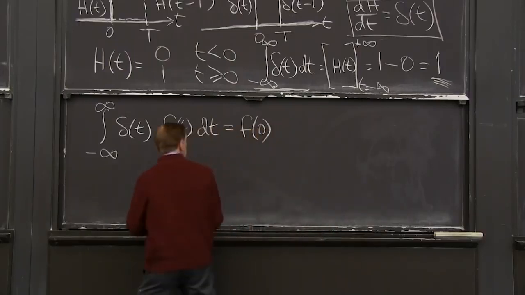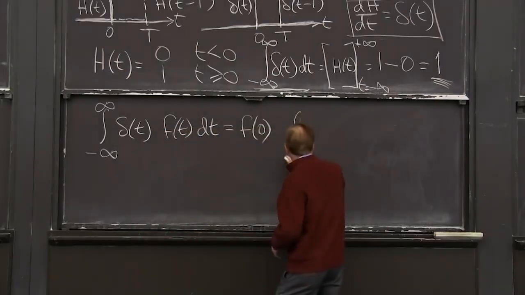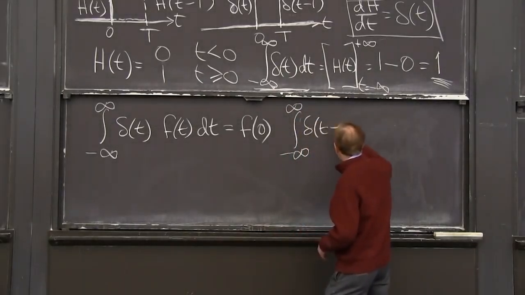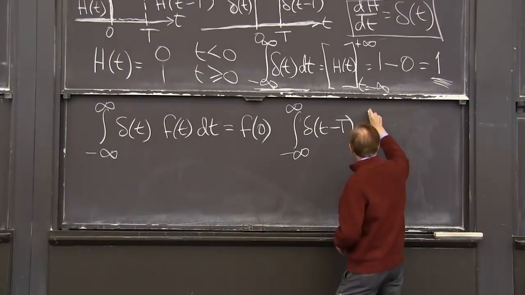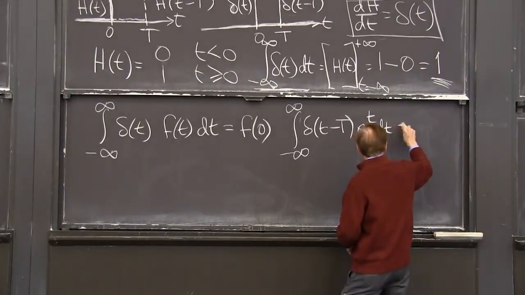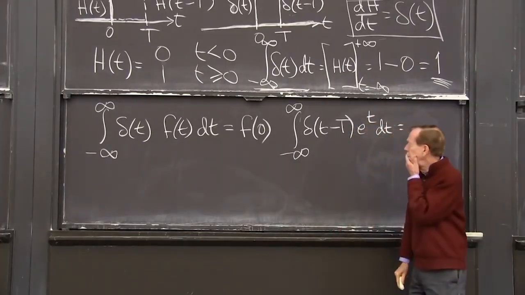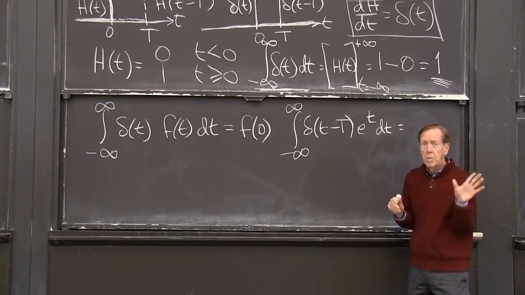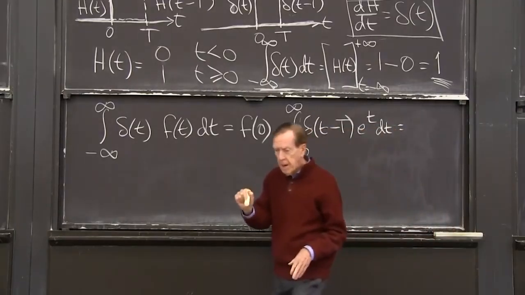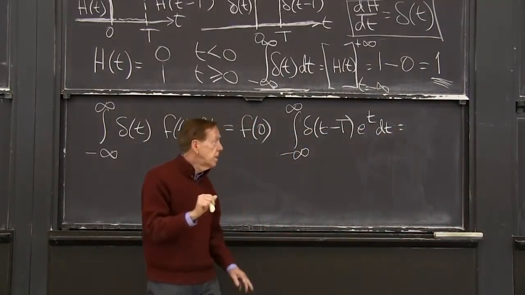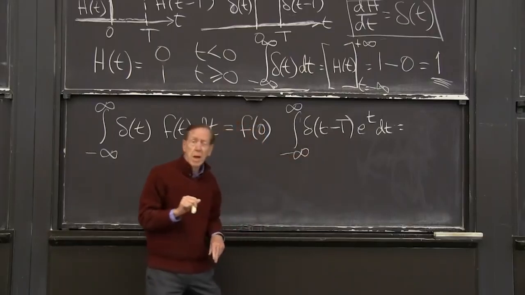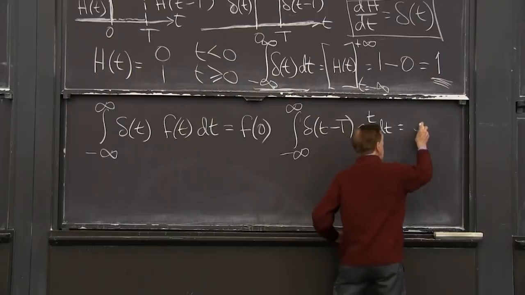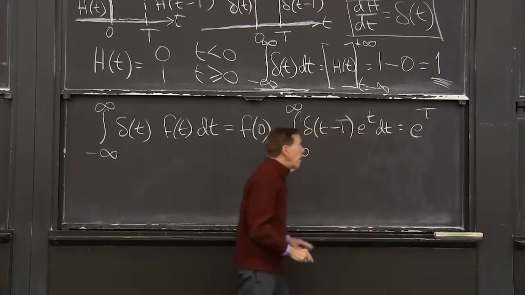Let me ask you for another example. The integral from minus infinity to infinity of delta, let me use the shifted delta, times e to the t dt. Can you compute that integral? Well, again, that function is 0 almost all the time. The only time, the moment that impulse hits, is t equal capital T. At that moment, this is equal to e to the capital T, and that's all that matters.